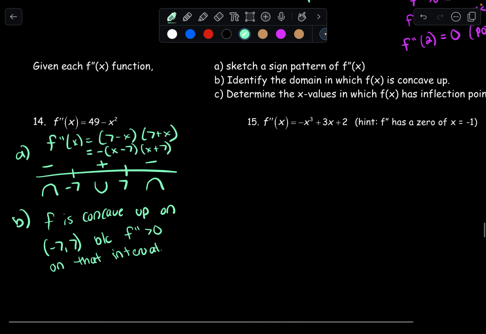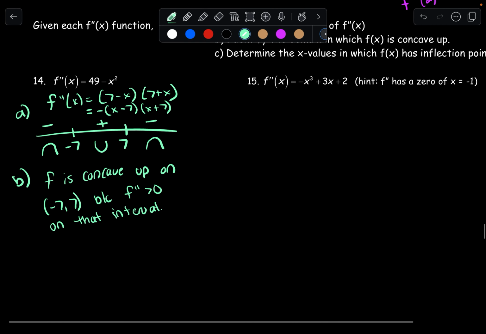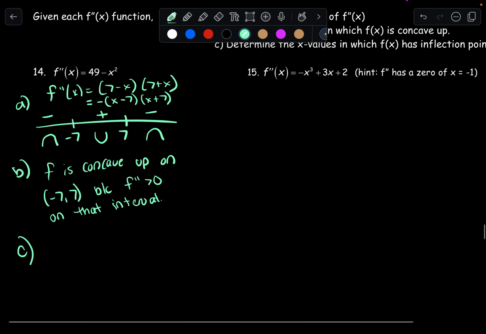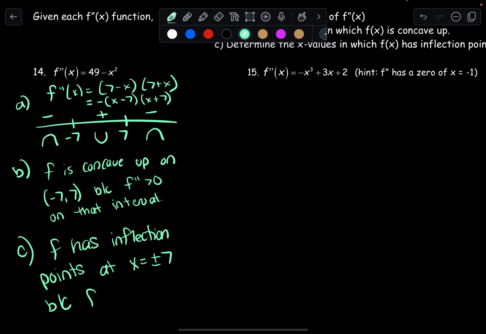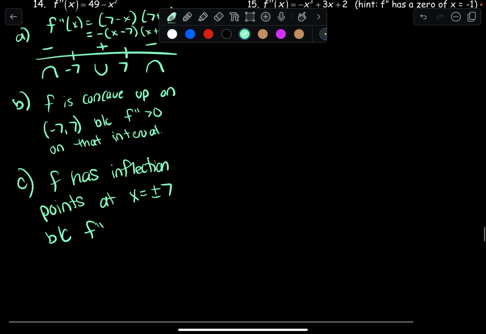Part C is asking determine the x values in which f of x has inflection points. This is going to be where f double prime is either undefined or changes signs, okay? So for this one, f has inflection points at x equals plus or minus 7 because f double prime changes signs.